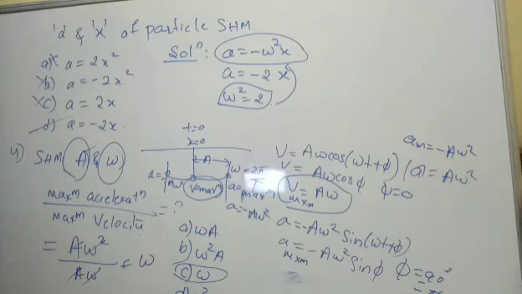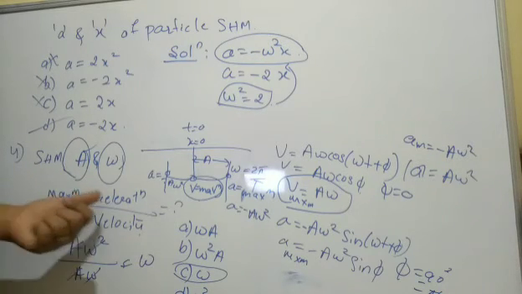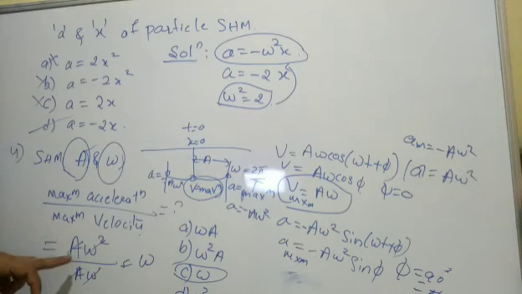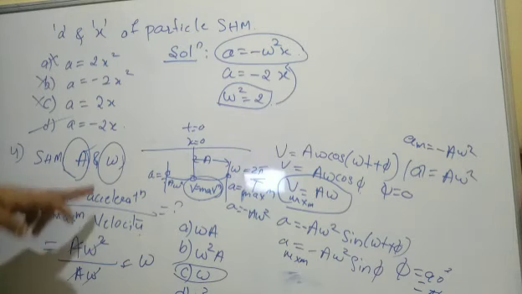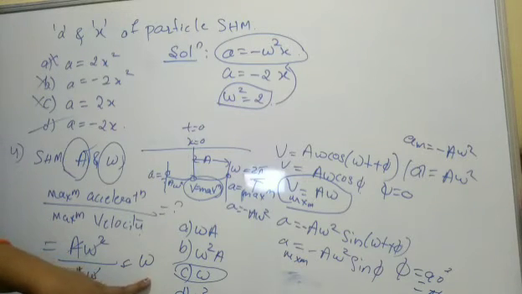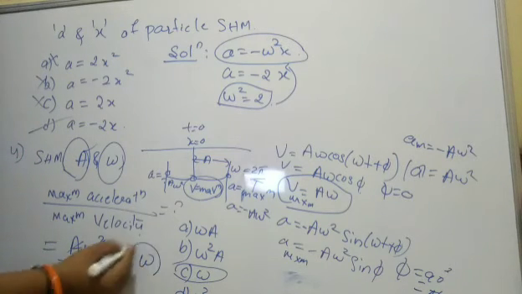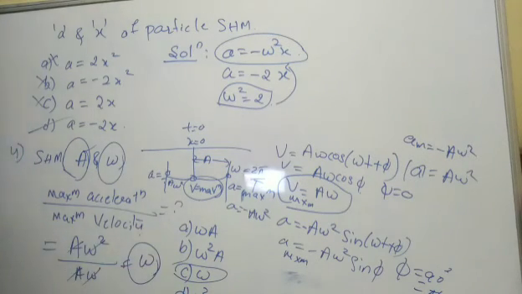Then the given ratio of maximum acceleration and maximum velocity, that is a omega square by a omega for the maximum velocity here. So omega cancels, a cancels, amplitude cancels, and we remain with only one angular frequency here. So this is the given answer, and in the 4 options omega is there in the third position. So like this you are going to enjoy the problems, and you are getting enthusiasm to solve the next problems also.